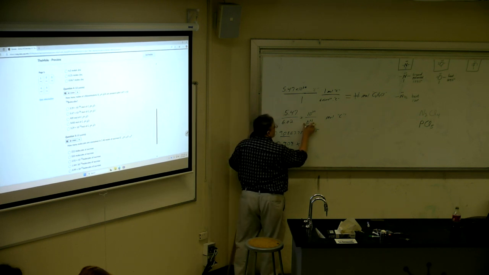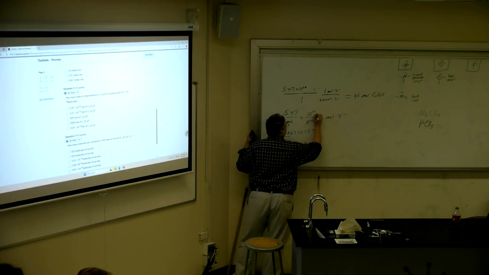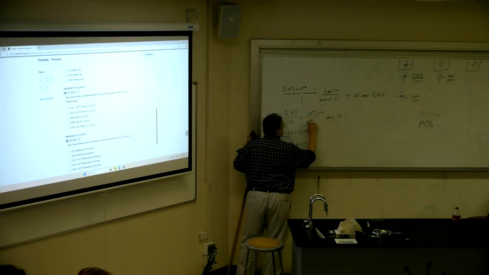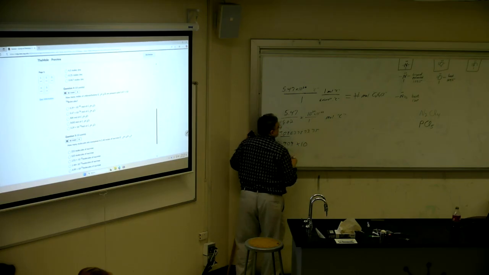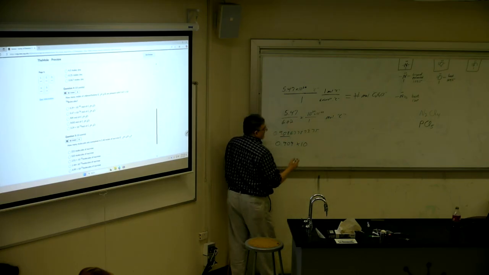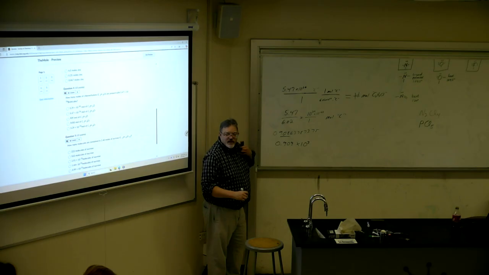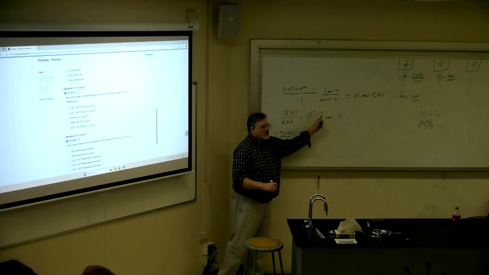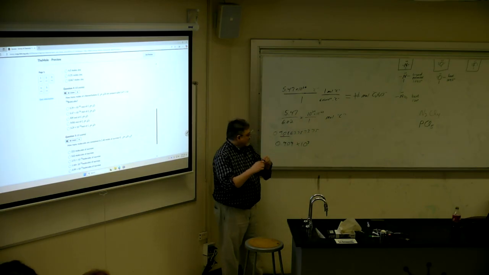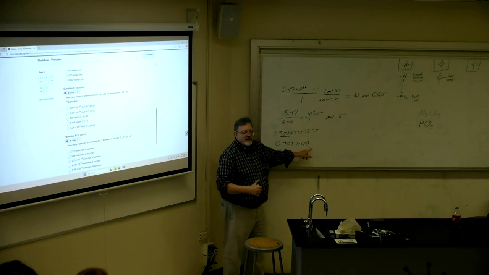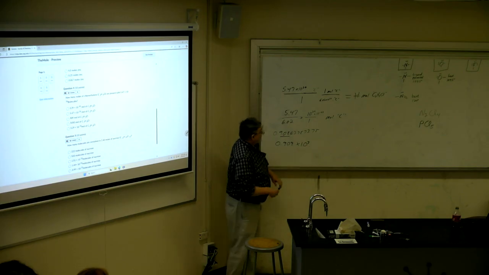Times 10 to the, so I'm going to move the 10 to the 23 up here, but it changes the sign. So times 10 to the negative 23, and now that's a 1. And now it's 26 minus 23, so that's 10 to the 3. See what I did? The exponent. Anybody get lost on why that was a 3?